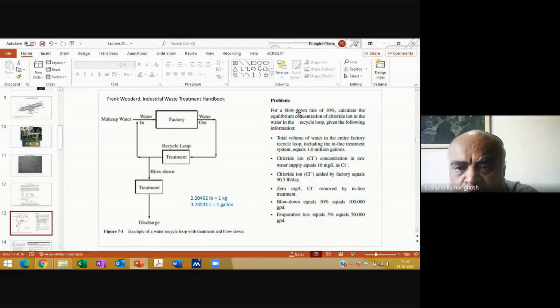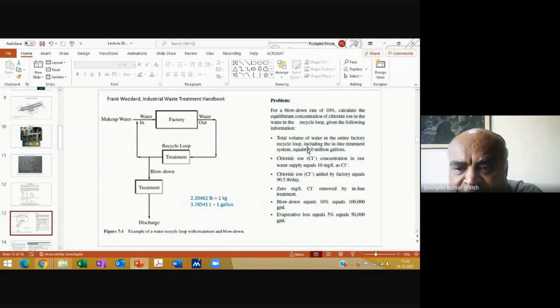So let me quickly run you through this problem for a blowdown rate of 10%, which means that if I had 100% water, I'm allowing 10% to be discharged. They're giving you, for a blowdown rate of 10%, calculate the equilibrium concentration of chloride ion in the water in the recycle loop, given the following information. And it may be a continuous process. So continuously, I'm doing this, and every now and then I'm discharging 10%.